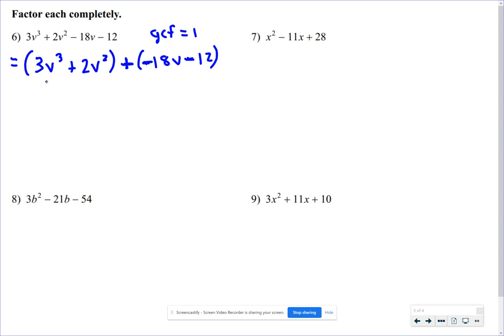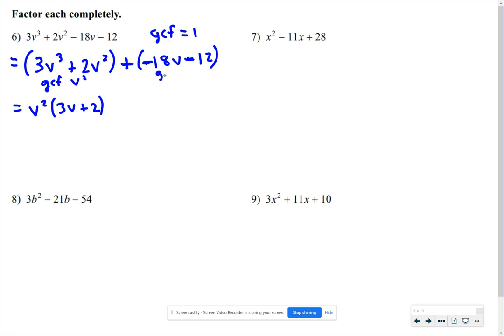Okay, with this technique, what I'm going to do next is look at the first group, just these first 2, the 3v to the third and the 2v squared. I'm going to see that their GCF is v squared, and I'm going to pull out that v squared. So the v squared comes out to the front, and what we have left is 3v plus 2.